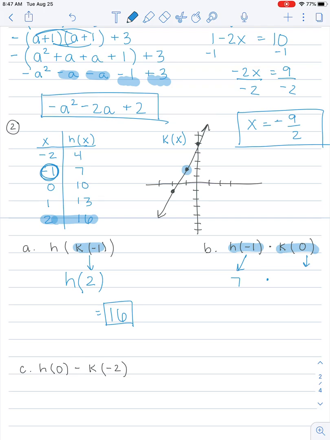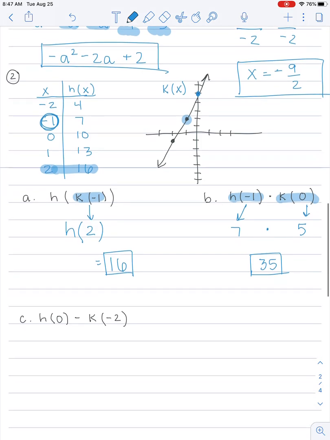Okay, now to do K of 0. All right, K is my graph. So I look at my graph when X equals 0. All right, my output is 5. And so now our problem is simply 7 times 5. 7 times 5 is 35. Okay, so you can look at a problem and split it up if you need to.